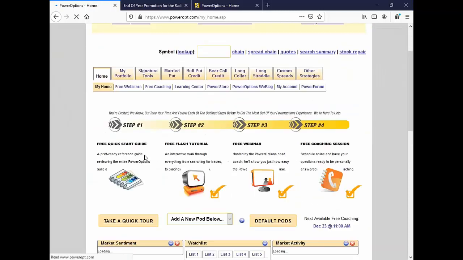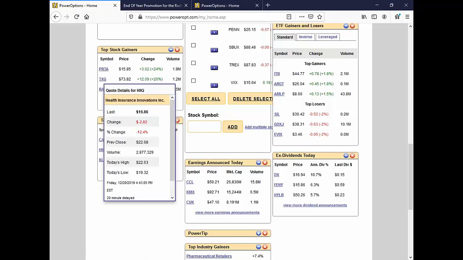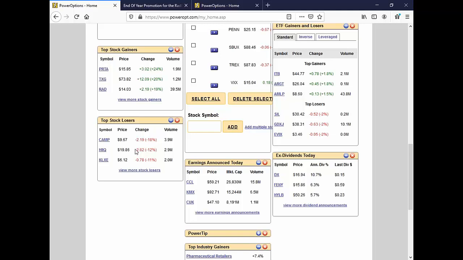I know which one's my worst performer. Let me see if there's a terrible stock today. It's HIIQ, that looks familiar. Health Insurance Innovations, down 2.82. Okay, so let's take that one. We'll take HIIQ. It dropped about $3 today, so it was around $22, almost $23 a couple days ago.